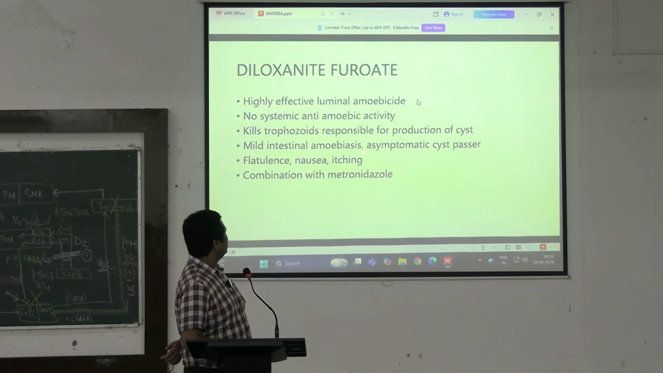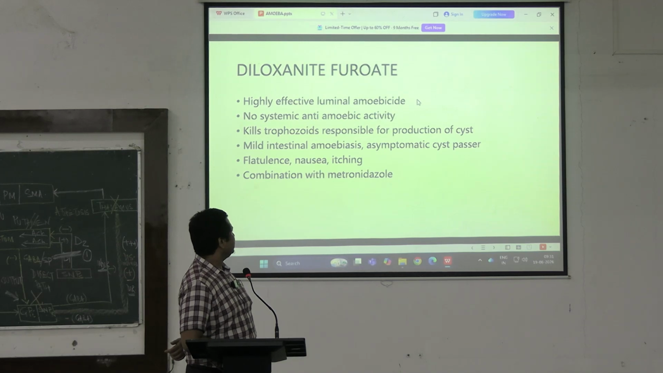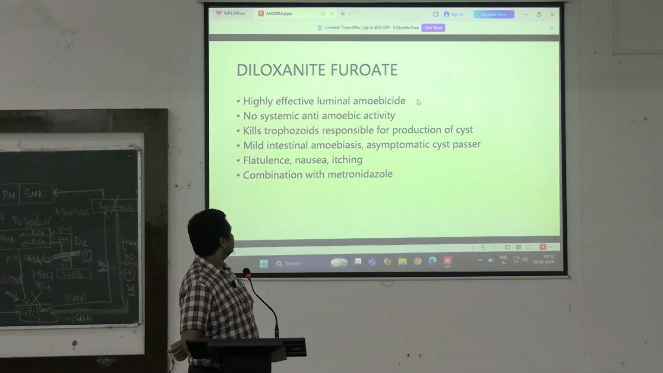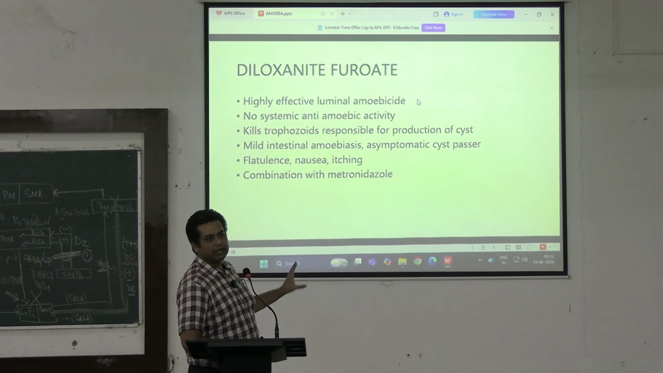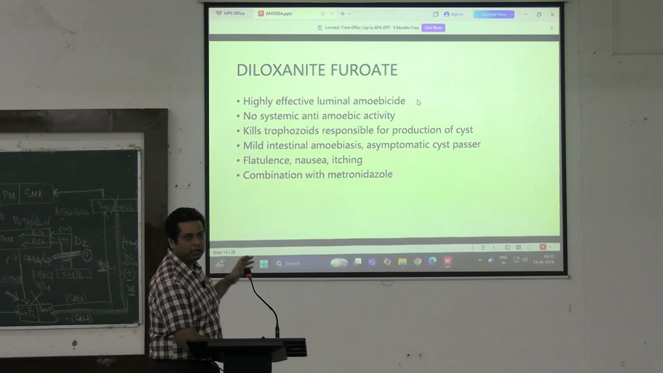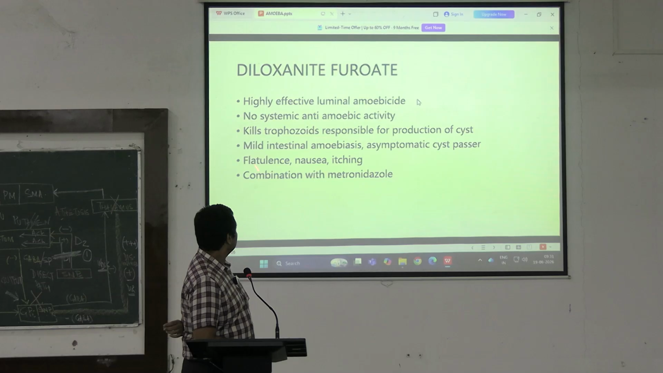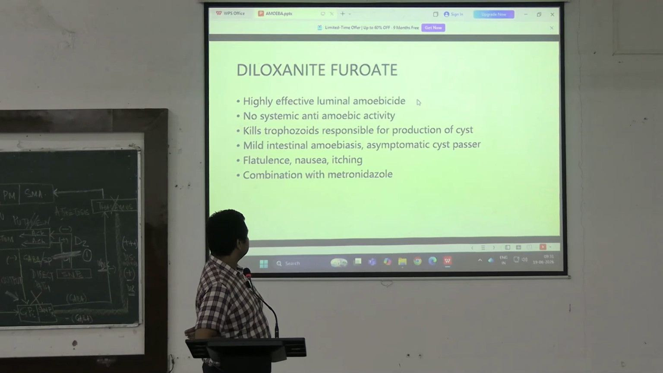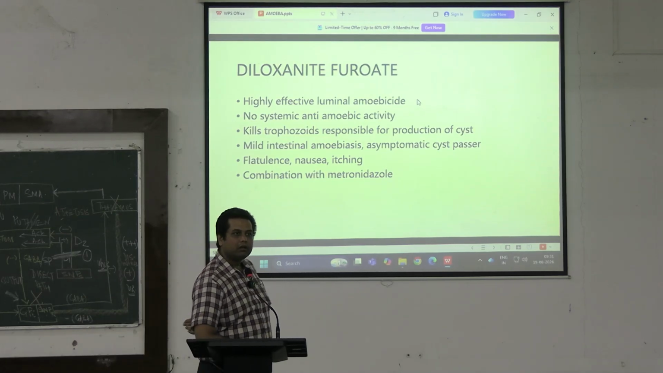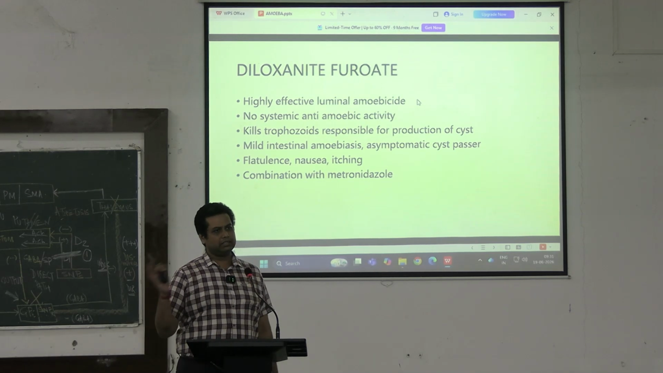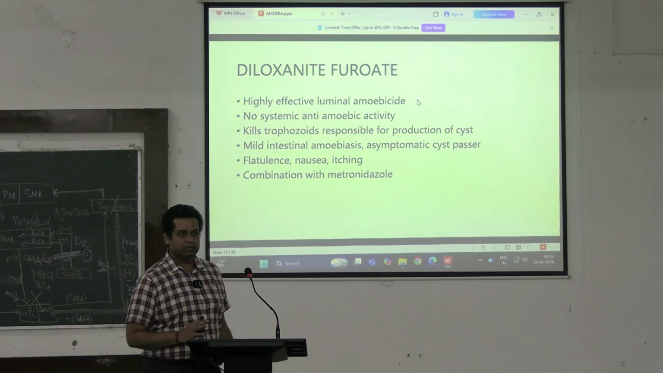Diloxanide furoate is a highly effective luminal amebicide with no systemic antiamebic effect. It kills trophozoites responsible for production of cysts. Mild intestinal amebiasis and asymptomatic cyst passers are candidates for it, especially cyst passers. Adverse effects are flatulence, nausea, itching. It is combined with metronidazole, and also tinidazole and secnidazole.